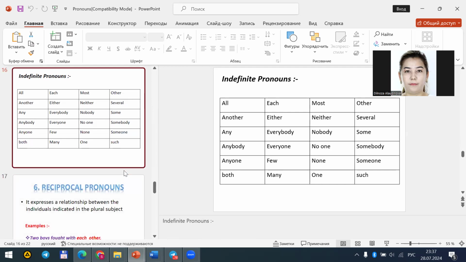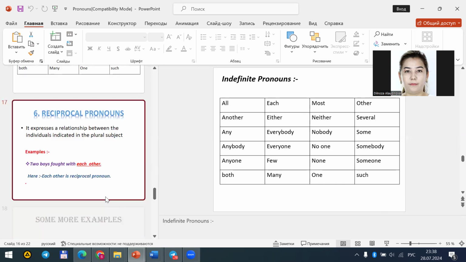Indefinite pronouns. All, each, most, other. Another, either, neither, several. Any, everybody, nobody, some. Anybody, everyone, no one, somebody. Anyone, few, none, someone. Both, many, one, such. They are all indefinite pronouns that are used in the English language.